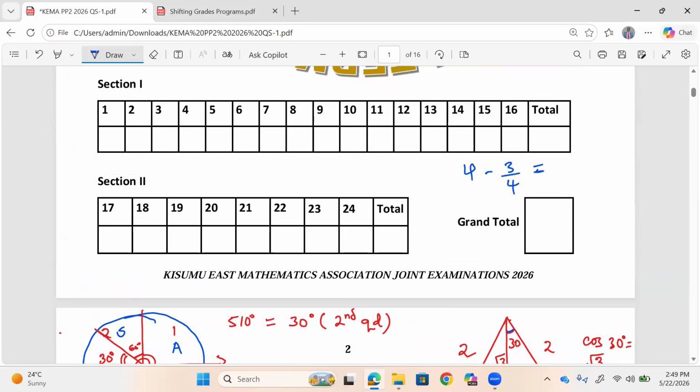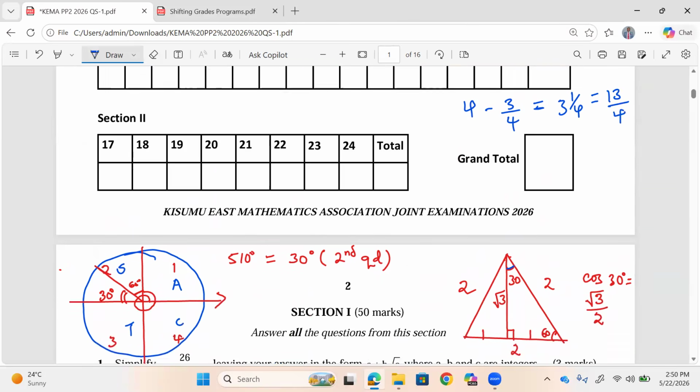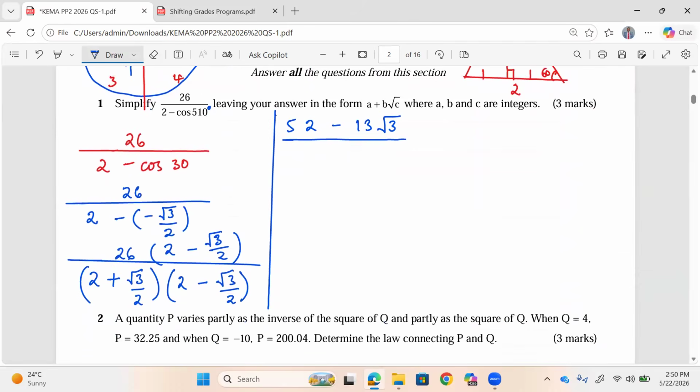So now when you pick 4 and you subtract 3/4, you get exactly 3¼, which can also be written as 13 out of 4. So this is being divided by 13 over 4. Everything divided by 13 out of 4. So you can divide each of the parts of the numerator by 13 over 4.